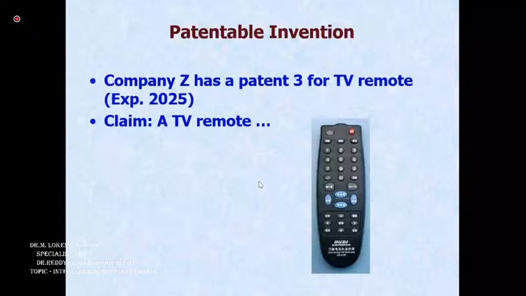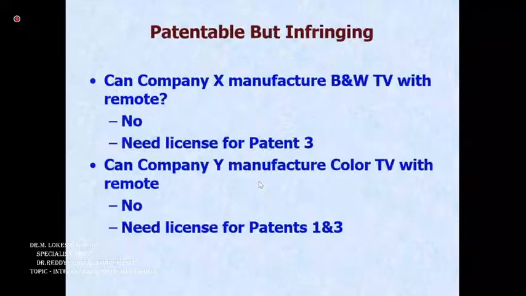Company X cannot use the remote claimed by company Z. Company Y will not use the remote which company Z made. In a similar way, they should have some agreements. Can company X manufacture black and white TV with remote? No, they need a license for patent 3. Can company Y manufacture color TV with remote? No, they need the license from both patent 1 and patent 3.